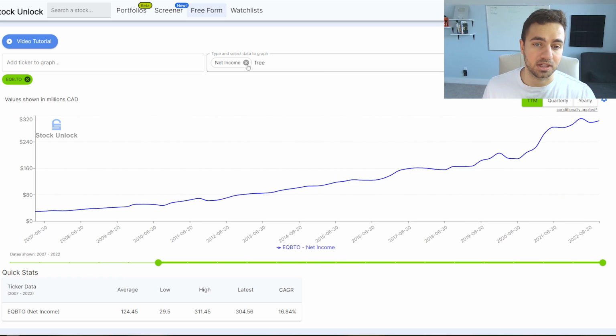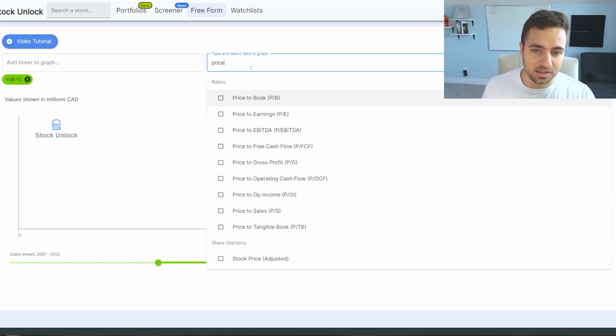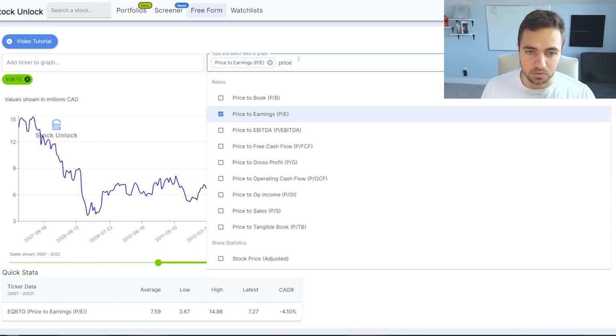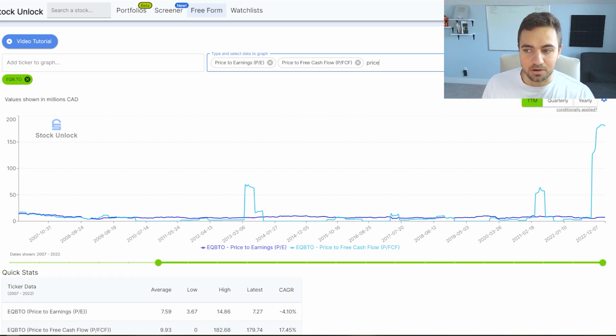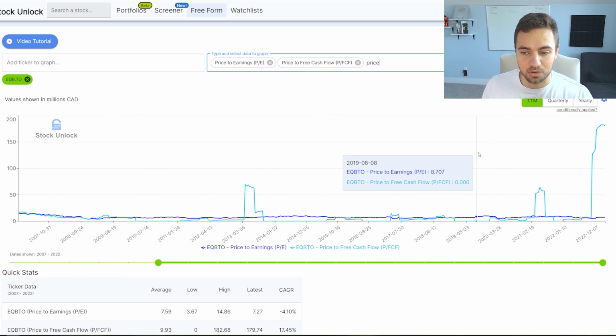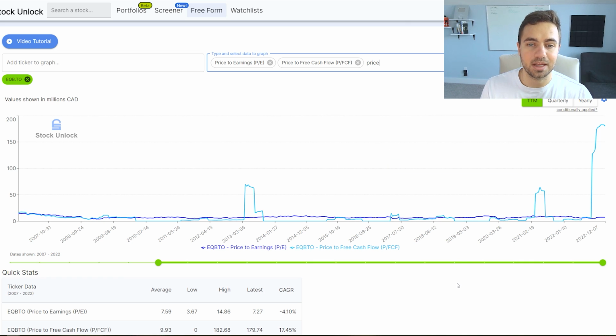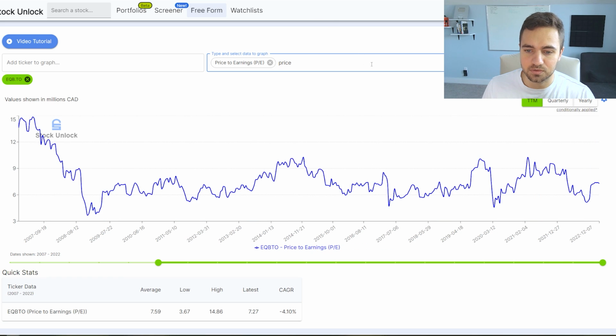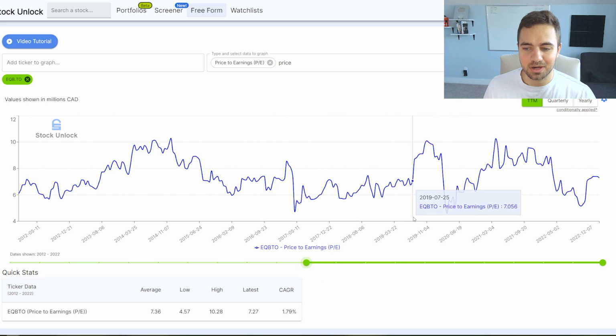I mean, let's take a look here. Let's take a look at Equitable Bank's price to earnings versus its price to free cash flow historically. This is going to be a wild chart, I think. Yeah, okay, so we can see the price to free cash flow right now is sitting at 182 versus a PE of 7.4. And all the way back here, price to free cash flow was 2. So Equitable Bank's price to free cash flow has gone anywhere from 0 to 182 over the past decade, whereas if we remove the price to free cash flow, the PE ratio over the past decade here has gone anywhere from 4.5 to about 10. So it's a much more consistent and reliable metric.